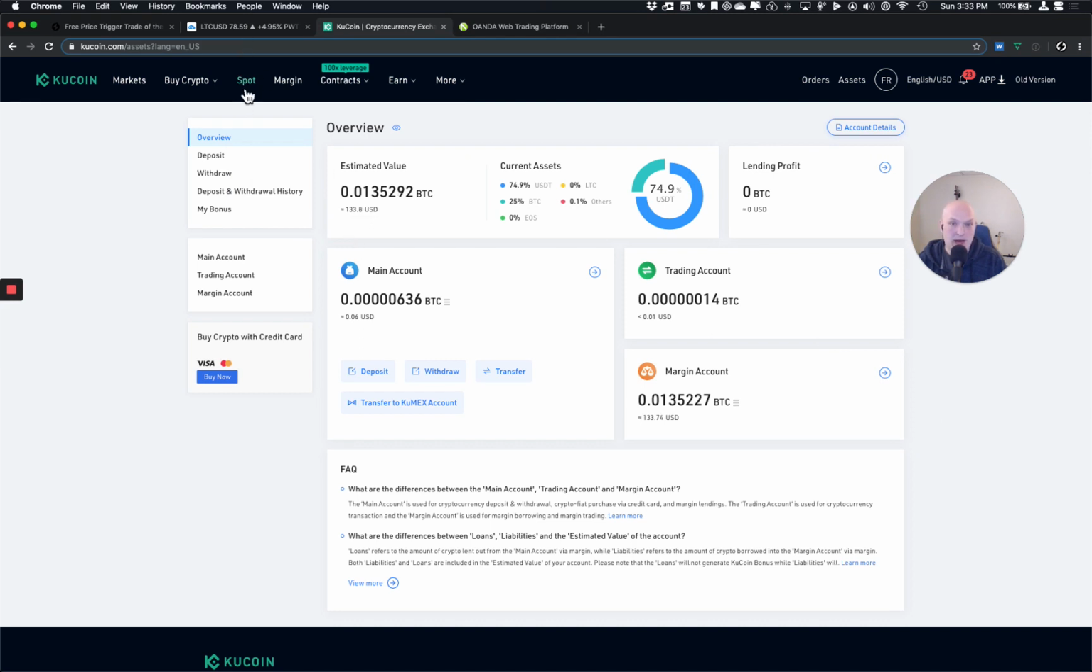But anyway, back to what's not confusing, which is trading Litecoin. Let's go back. Yeah, and you can see in the bar up here, we're in the margin.